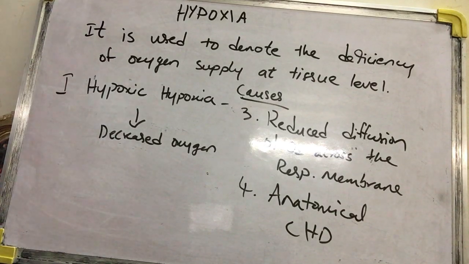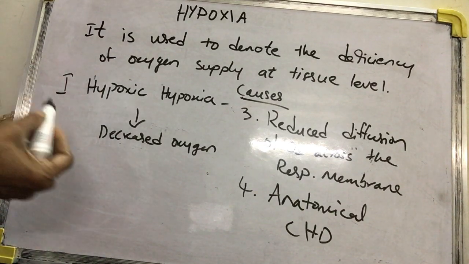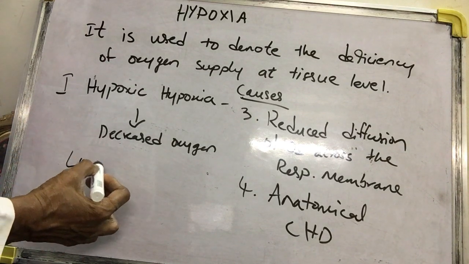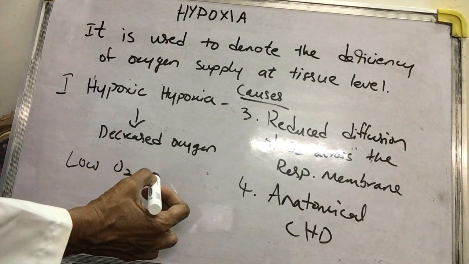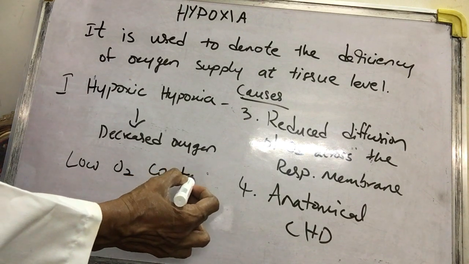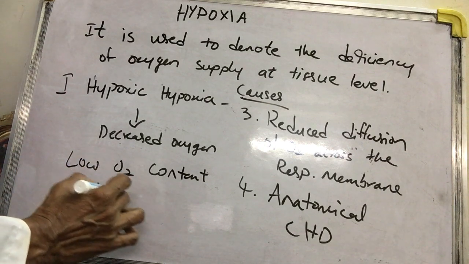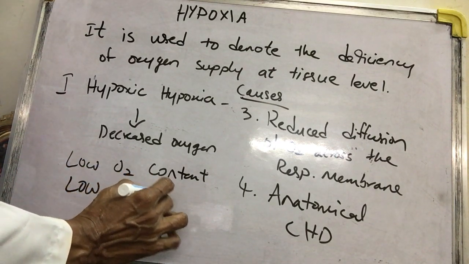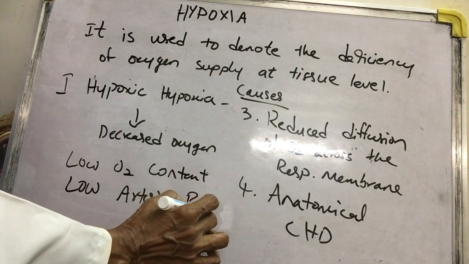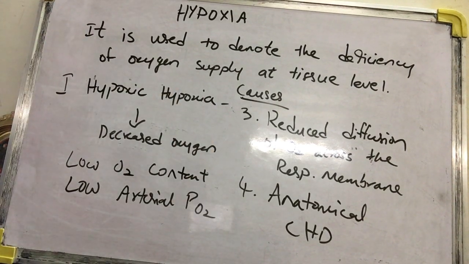The features of hypoxic hypoxia are low arterial oxygen content and low arterial partial pressure of oxygen. So the features are low oxygen content and also low arterial PO2. So now you know the causes and features of hypoxic hypoxia.